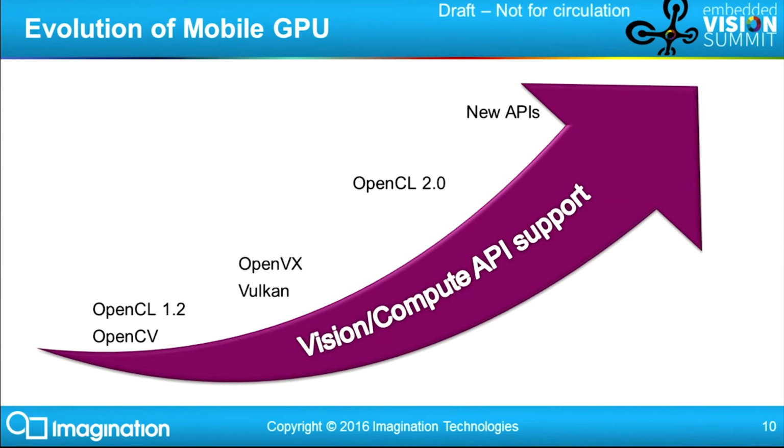There's been an evolution of API standards for compute and for vision, and we continue to support that. So the latest GPUs are supporting OpenCL 2. We have OpenVX conformance, working on Vulkan. So we continue to make sure that the GPUs meet the market requirements for APIs.